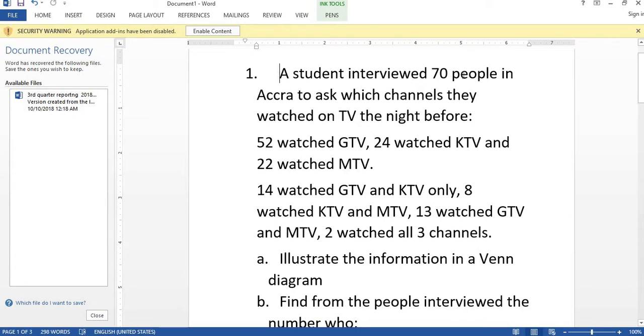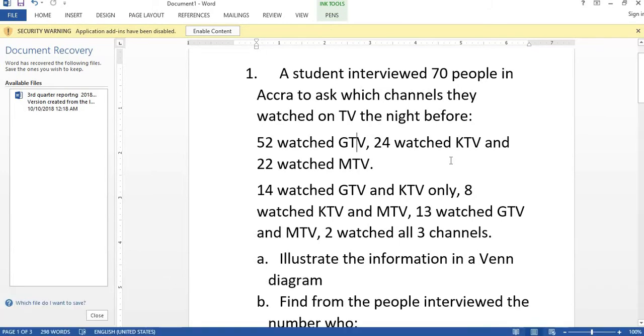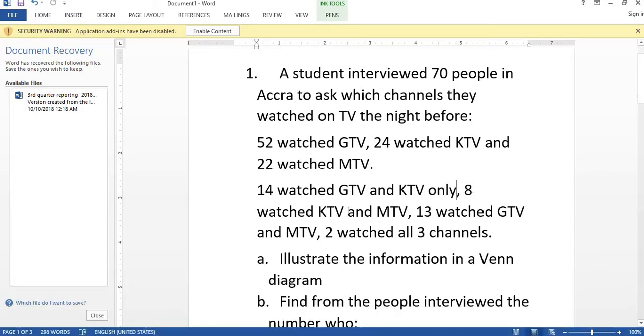A student interviewed 70 people in Accra to ask which channels they watched on TV the night before. 52 watched GTV, 24 watched KTV, and 22 watched MTV. 14 watched GTV and KTV only. Only here is very important, as we shall see. 8 watched KTV and MTV. 13 watched GTV and MTV. 2 watched all three channels.